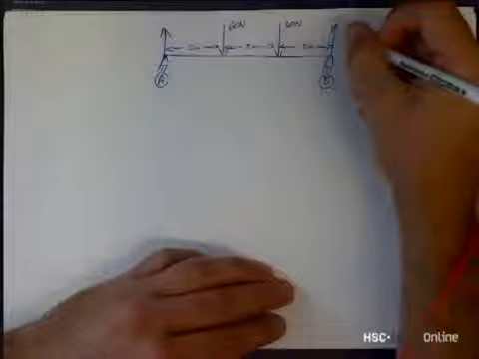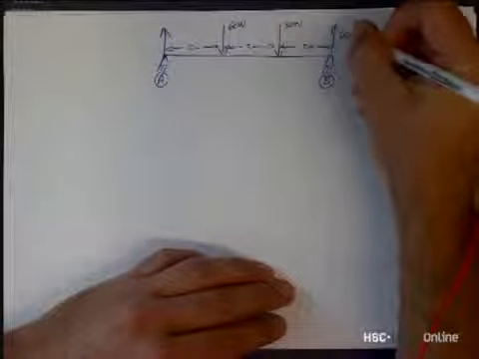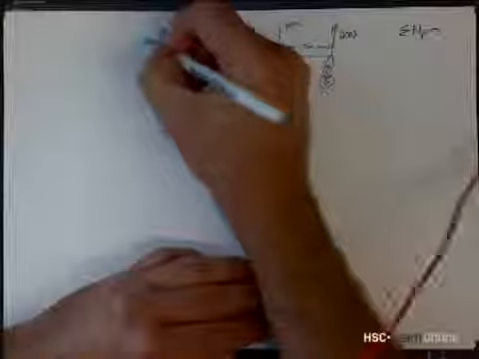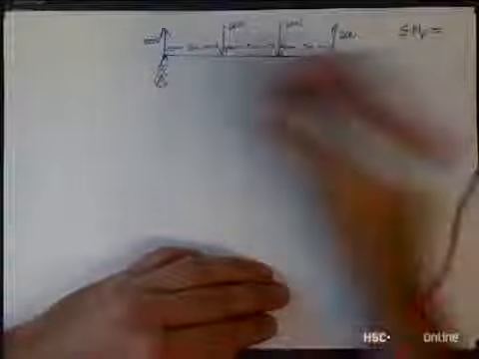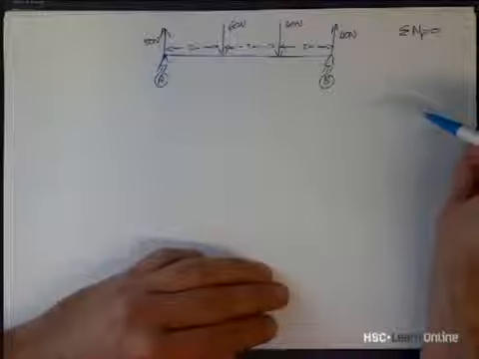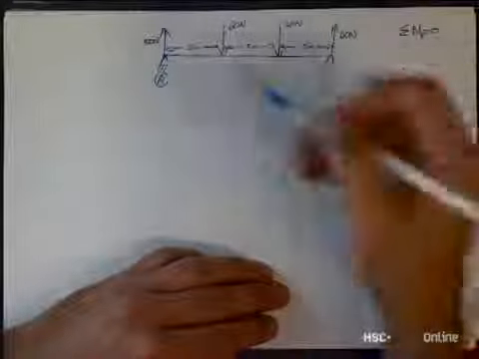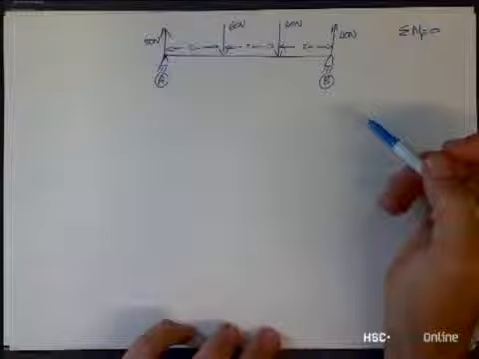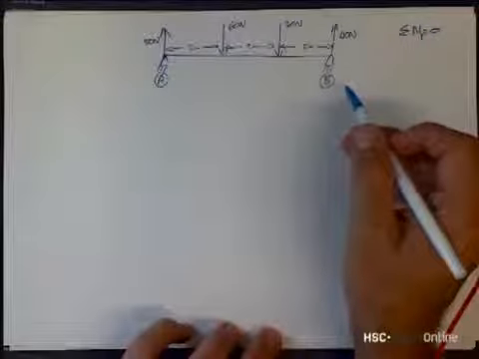What I've done is I've already done this, and I've worked out that the reaction forces for this particular setup are 40 newtons at A and 50 newtons at B. If you don't know how to do that, go back and look at the reaction force calculations for bridges and you'll be able to see how to do that.